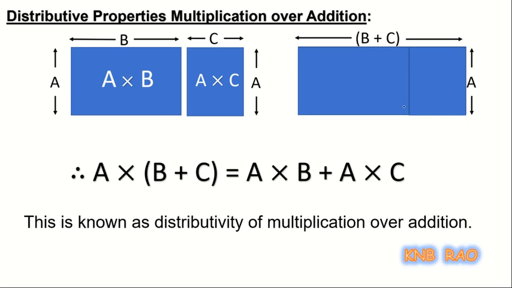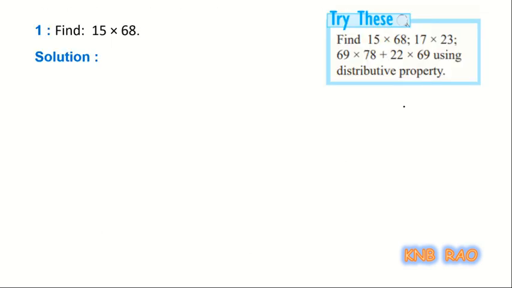Students, in our previous session, I gave you so many examples where I can use the distributive property. And I gave you these "Try these" questions as homework. Now, we will look into the solutions of those. Try these. The first one was 15 into 68. We are asked to multiply it using the distributive property.